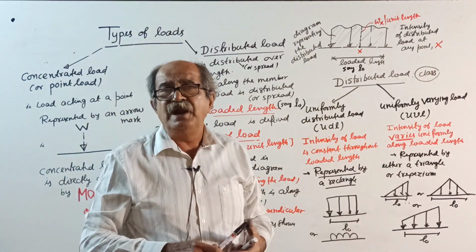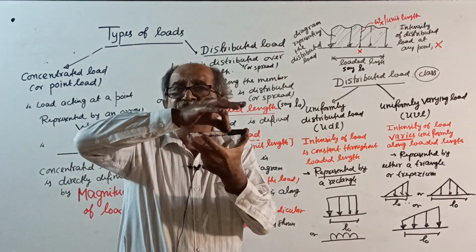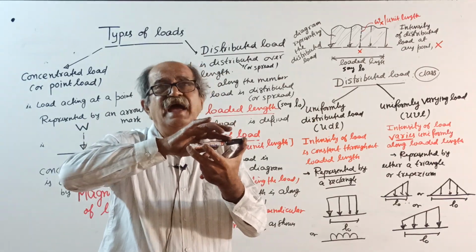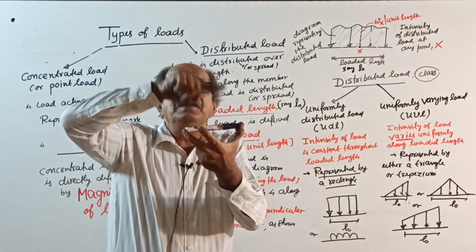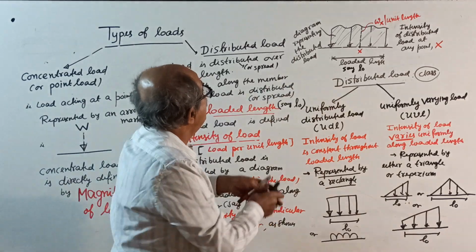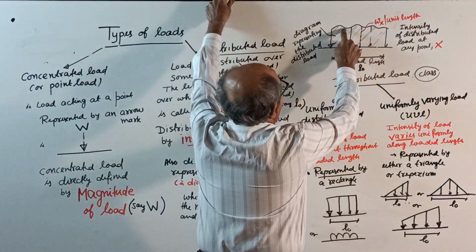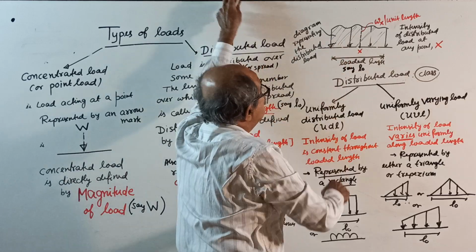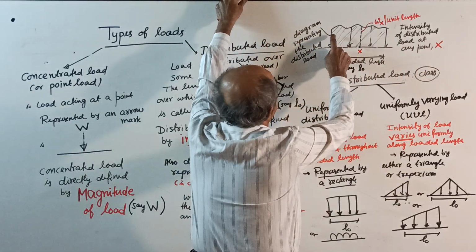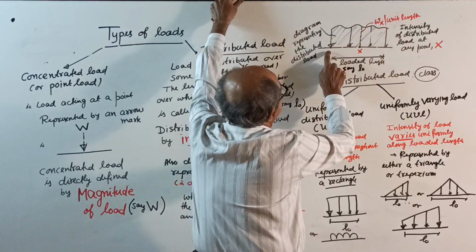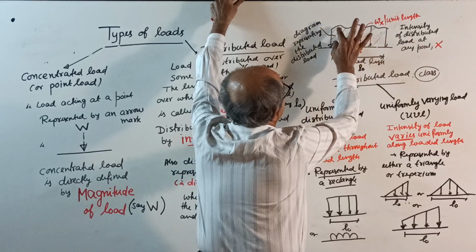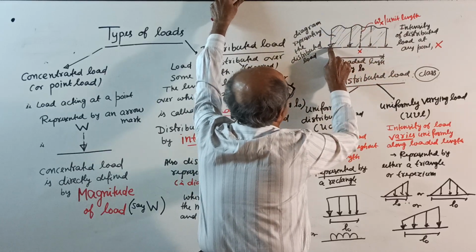Suppose a member is loaded by distributed load. Along the length, you mark the loaded length. Some geometric figure will come, rectangle or triangle, etc. The ordinate, perpendicular to the member, will be the intensity of load, as shown. Here I showed it randomly. Some will ask, sir, why is it going this way? Randomly. See, distributed load, this way it goes. This is the loaded length L naught.